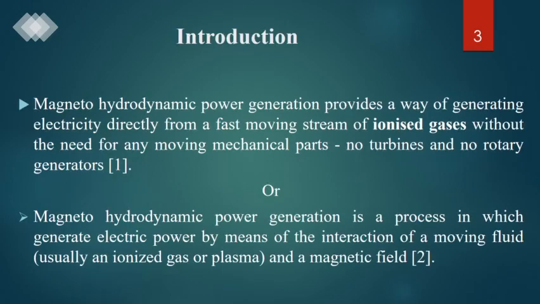Basically, magnetohydrodynamics is a process in which we produce electrical energy with the help of ionized gas and a magnetic field. As the name suggests, magneto and hydrodynamic means there is a role of a fluid and a magnet. In other words, magnetohydrodynamic power generation is a process in which electric power is generated by the interaction of a moving fluid, usually an ionized gas or plasma, and a magnetic field.